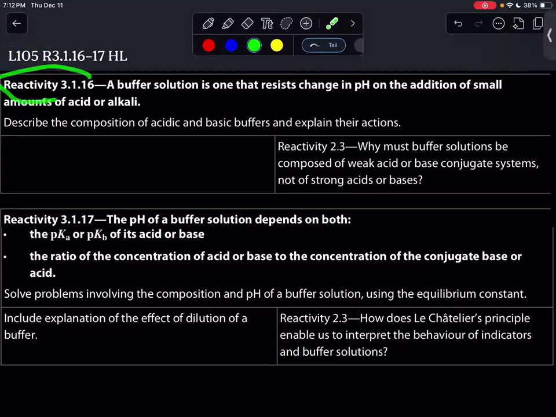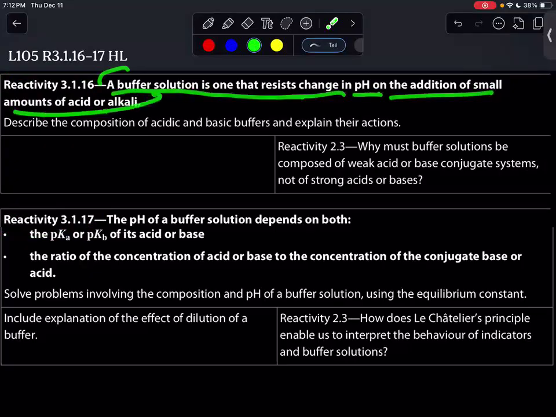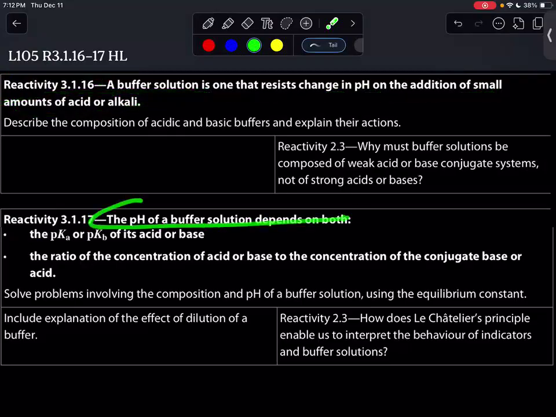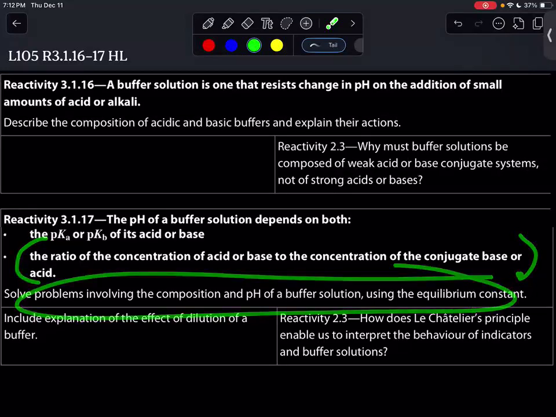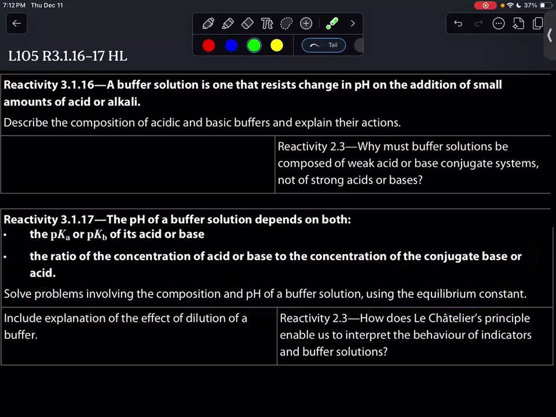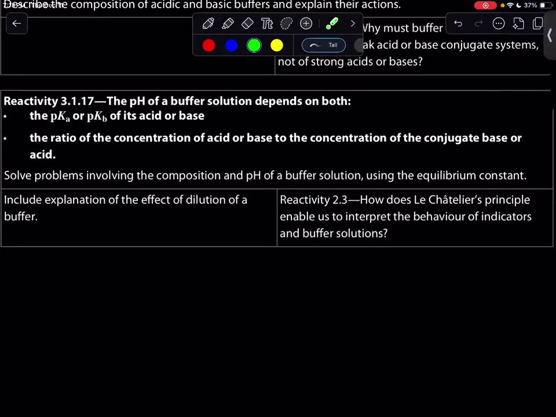Today we're going over reactivity 3.1.16 and 3.1.17. In 16, we're going to talk about how a buffer solution is one that resists change in pH on the addition of small amounts of acid or alkali. For 17, we're going to talk about how the pH of a buffer solution depends on both the pKa of its acid or base or pKb and the ratio of concentration of acid or base to the concentration of conjugate base or acid. And we'll solve some problems with that as well using our icebox equations and our pHs and equilibrium constants.